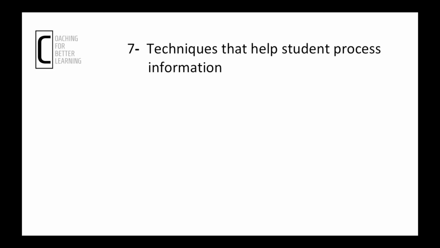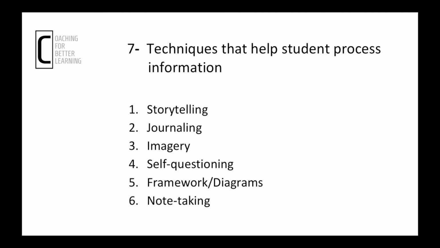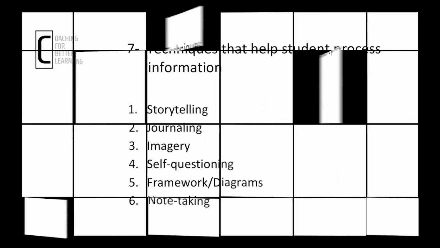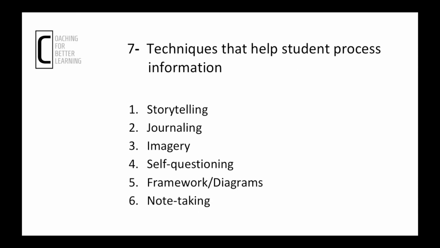Number seven is about some tools and techniques that teachers can use in the classroom when they're thinking about how to help students process information. Here's a list of six things that you can use. Storytelling. Students like a good story. They will always remember a story. Note taking. Note taking helps students process information.